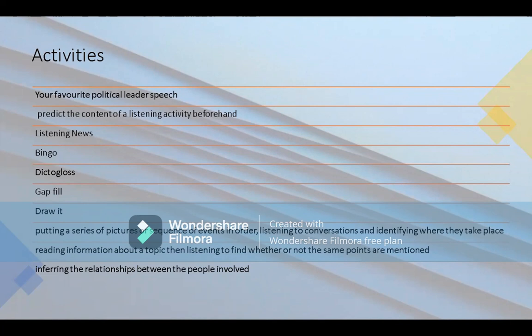It must be listening to news, dictation class, capsules, putting a series of pictures or sequences of events in order, listening to conversation and identifying where they take place, the speech of your favorite political leader, and predicting the content of a listening activity beforehand. Get your students to predict the content of a listening activity beforehand, maybe using information about the topic or situation.